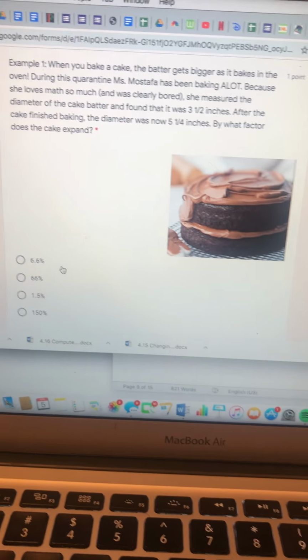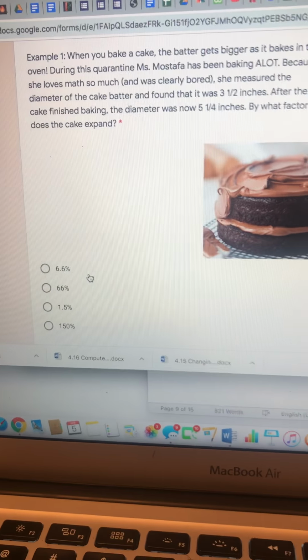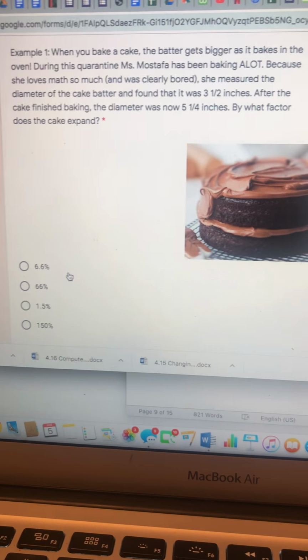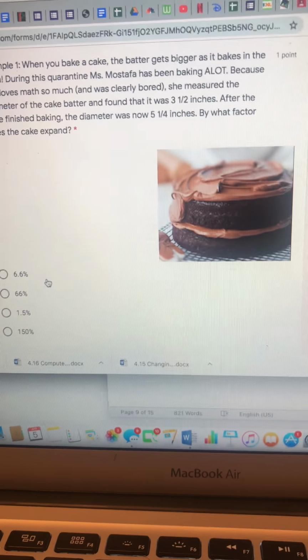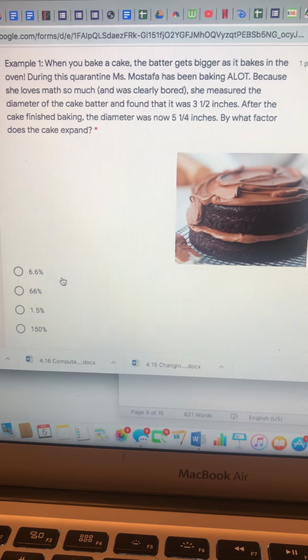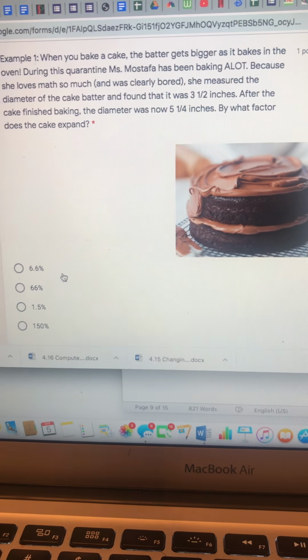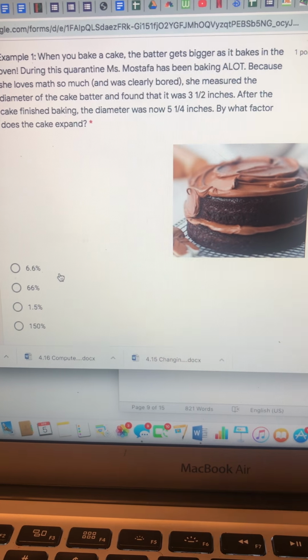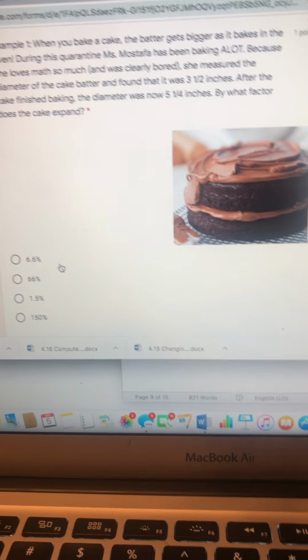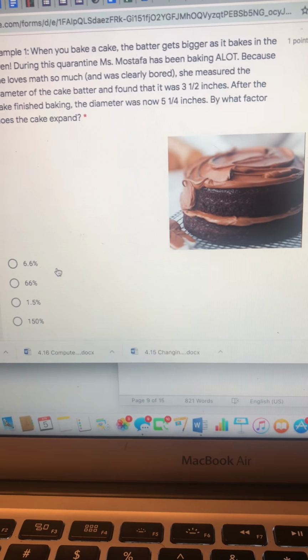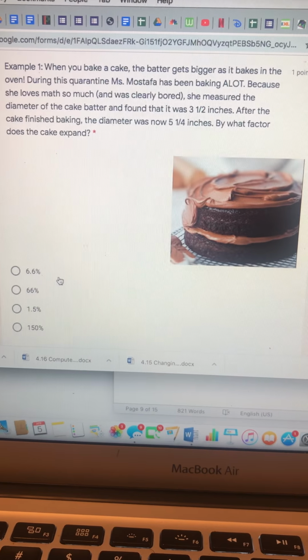Okay, so we're gonna go ahead and get started on example 1. And today what you're gonna do is find the scale factor as a percent, which is how much an image or an object is getting bigger or getting smaller depending on the context of the problem. So here's our problem.